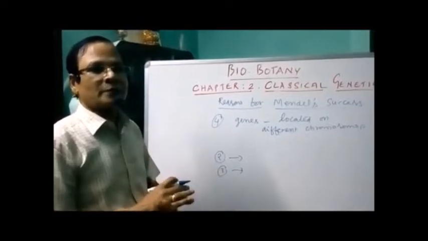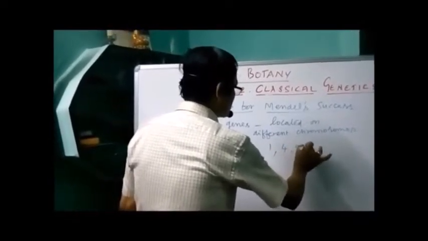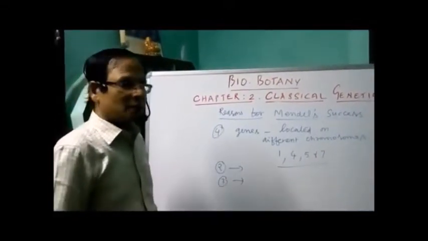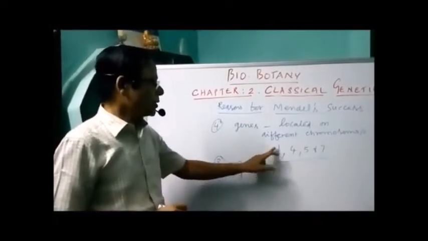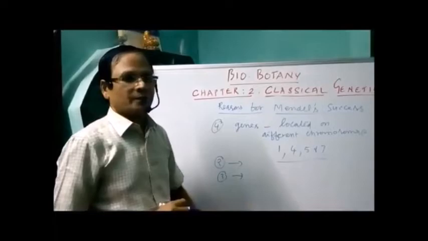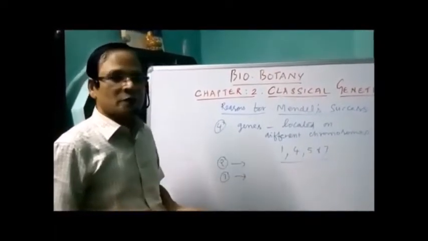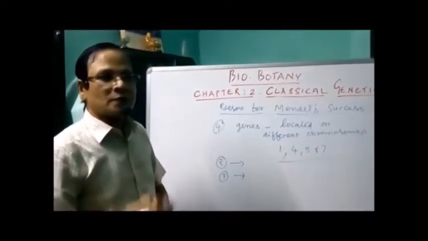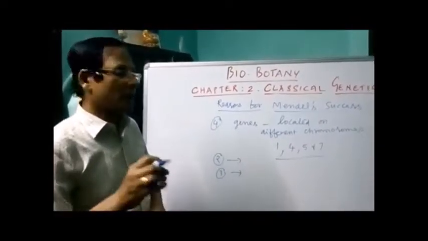So he had taken 7 pairs of characters. The genes for the 7 pairs of contrasting characters are located in chromosome number 1, 4, 5 and 7. In chromosome 1, we have 2 different genes for 2 different characters. In chromosome 4, there are 3 different genes for 3 different characters. And in chromosome 5, 1 gene for 1 character.